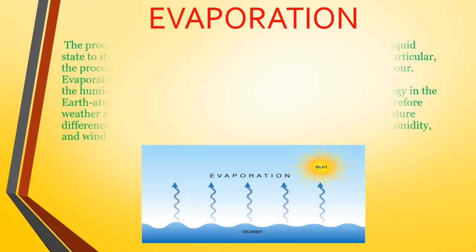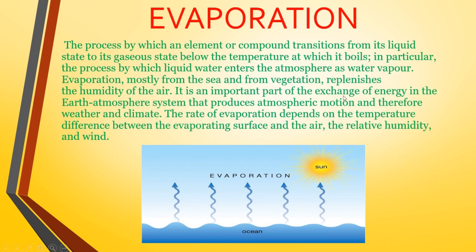Now let's read what evaporation is. It is the process by which an element or compound transitions from its liquid state to its gaseous state below the temperature at which it boils, in particular the process in which liquid water enters the atmosphere as water vapor. So this is the process by which an element or compound transitions from its liquid state to gaseous state below the temperature at which it boils.